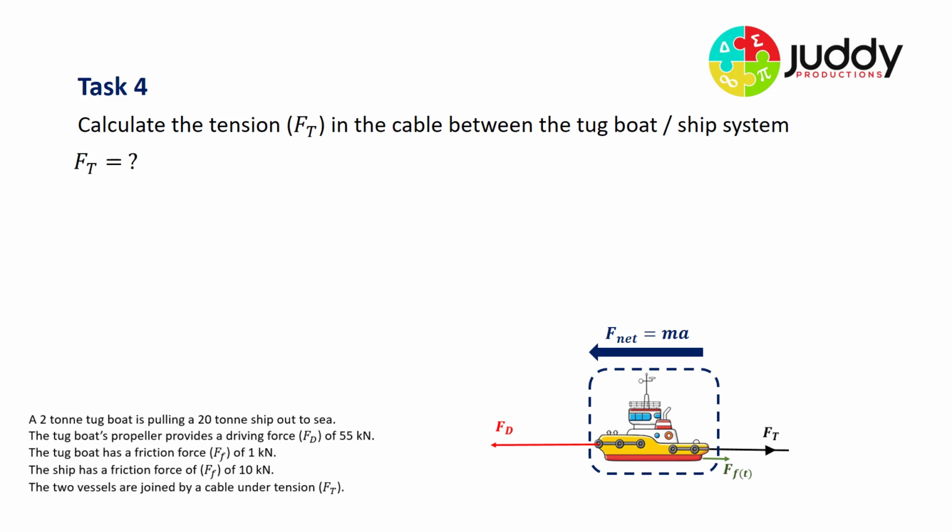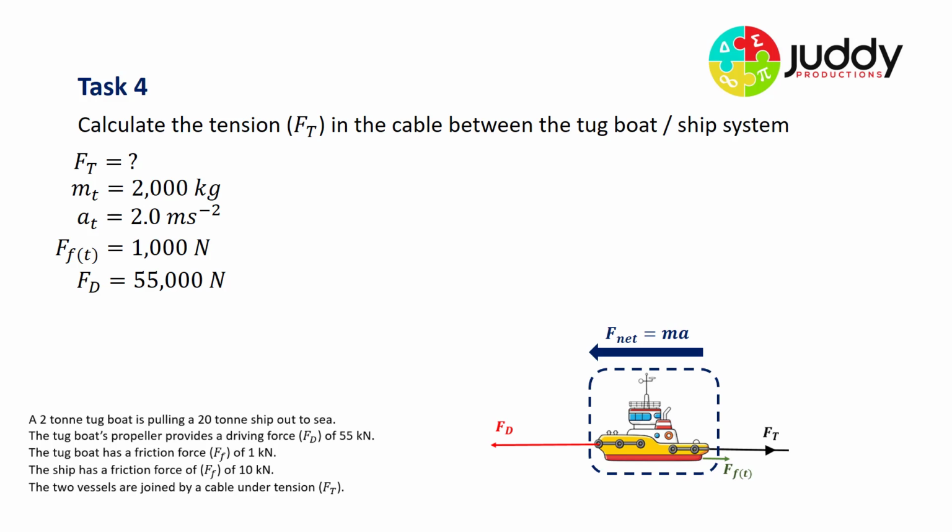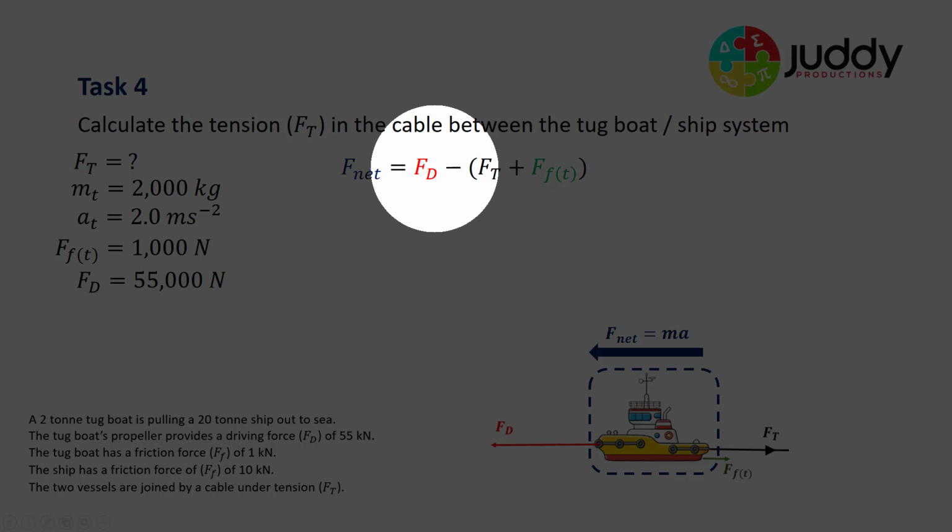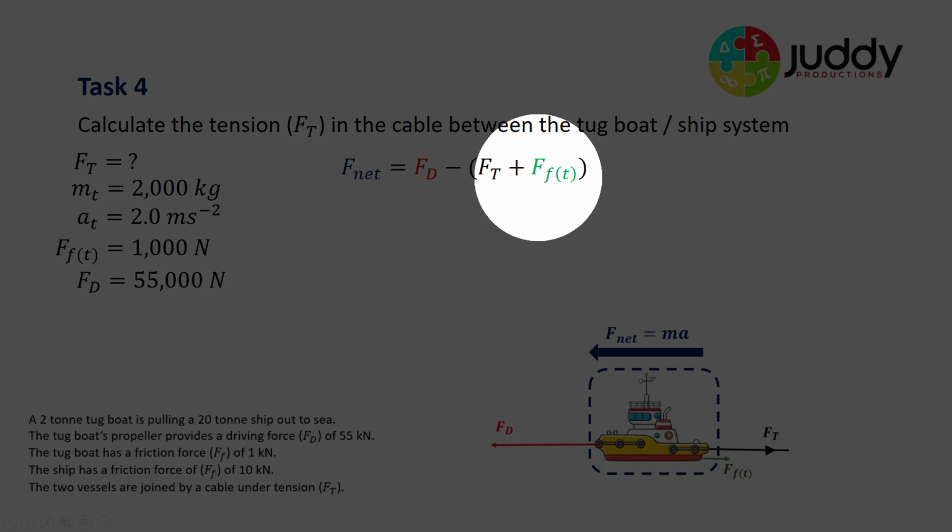So a slightly different looking equation because this is a different looking scenario. First of all, we want to find out the tension, Ft. We know the mass of the tugboat is 2 ton or 2,000 kilograms. We know the acceleration of the tugboat is 2 meters per second. We know the frictional force of the tugboat is 1,000 newtons. And we know the driving force of the propeller found in the tugboat to be 55,000 newtons to the left. So here's our expression. The net force is equal to the driving force, and it's being opposed by the sum of the tension in the cable and the frictional force of the tugboat.